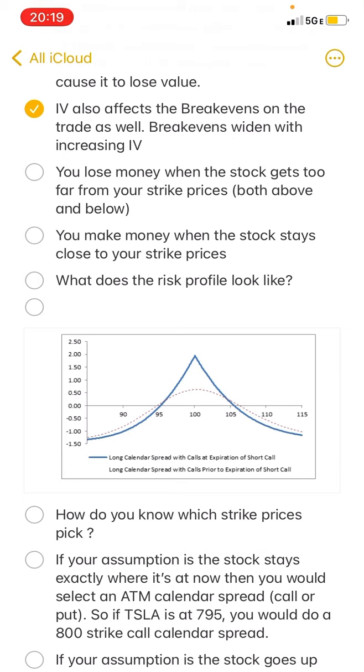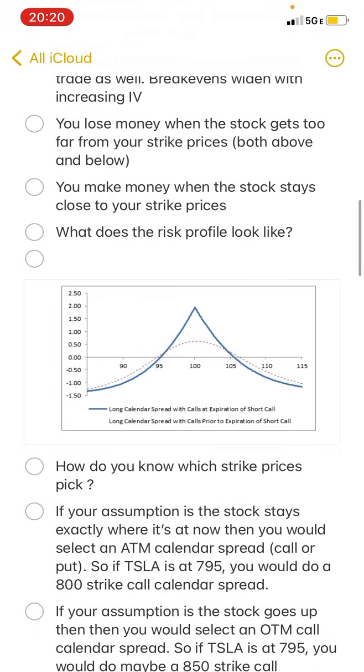Break-evens widen with increasing IV. So if you've got a 20% increase in IV, then the break-evens, let's say the stock is at 200 and we are in a 200 strike calendar spread, and currently the break-evens are, say, 190 to 210. Well, if IV goes up, say 20, 30%, now all of a sudden the break-evens might end up being 170 to 230.